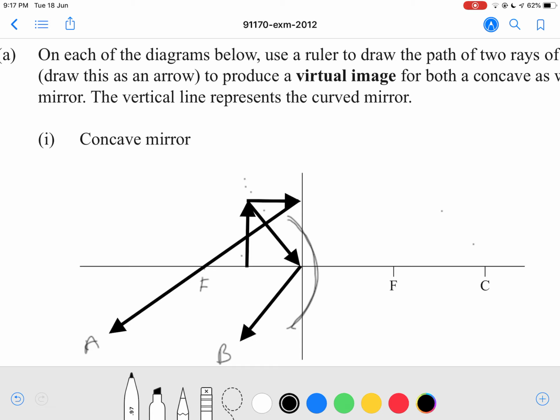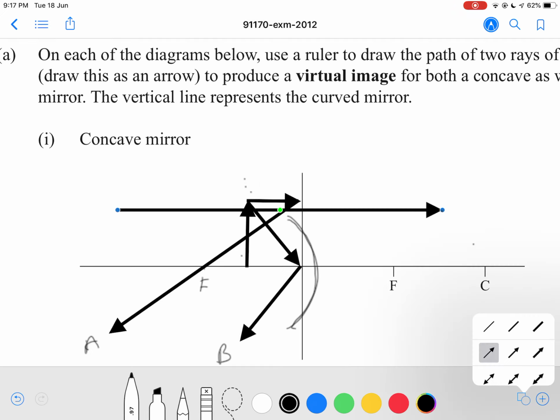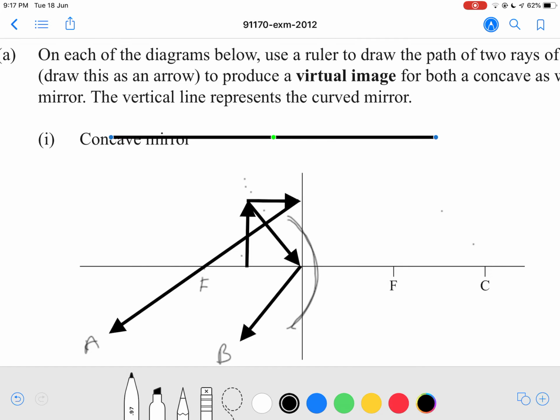So what we're going to do right now is dot back the rays. We're going to use a straight line to dot back our rays. So if I kept dotting back ray A, it would look something like this. It would just keep going, keep going, keep going.